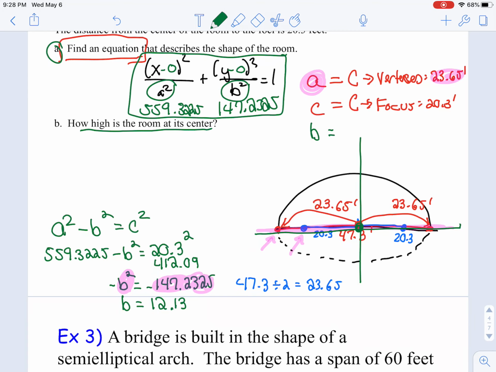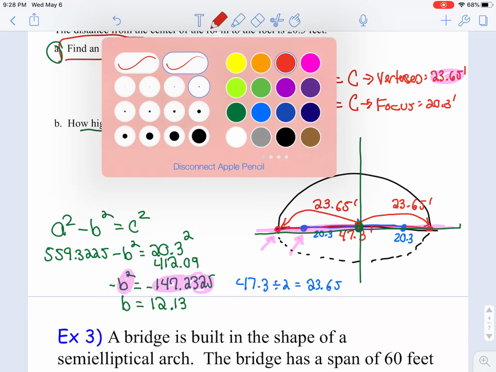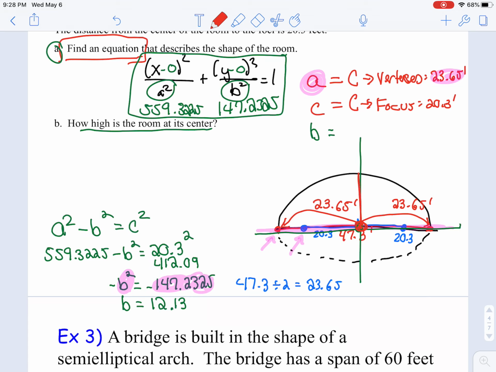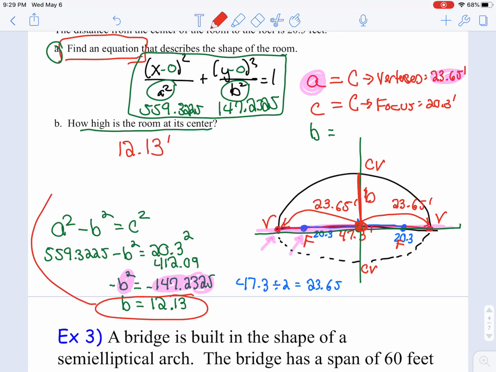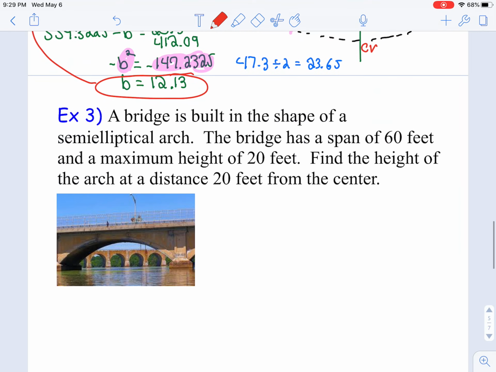The second question was, how high is the room at its center? So now back to my diagram, I'm looking for, from this center point, the height of the room. I want to know what this value is. Well, remember, if these are the vertices and these are the focal points, then these points are the co-vertices. And B, which we've just discovered, is the distance from the center to the co-vertices. Therefore, the height of the room is 12.13 feet, since that was the B value. So again, it really goes back to understanding what your A, B, and C represent and how they are related to each other.